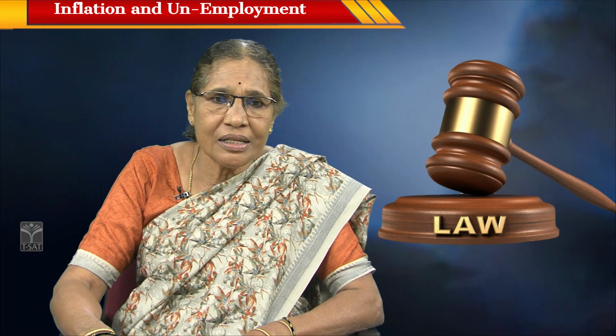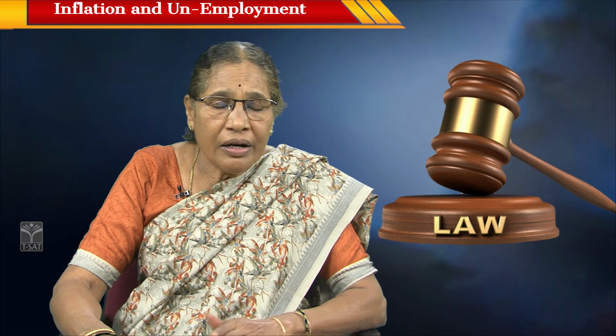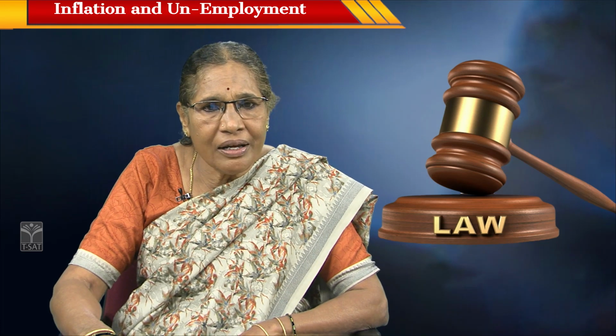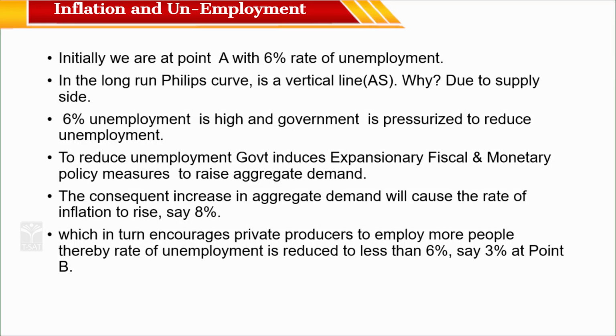In addition to the fiscal measures, monetary measures are also introduced and injected in the economy. That will result in a reduction in the rate of interest, so that a large number of producers will come forward to undertake investment decisions. The consequent increase in aggregate demand will cause the rate of inflation to rise, say, to around 8%, as you can observe in the figure, which in turn encourages private producers to employ more people. Thereby, the rate of unemployment is reduced to less than 6%. So now, because of this additional private investment due to the initiatives and incentives put forward by the government, like fiscal and monetary measures, the unemployment rate has been reduced from 6% to 3%.